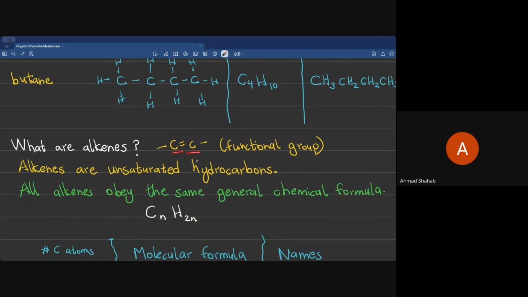Alkenes have a carbon to carbon double bond. Again, this is its functional group. What that is, I'll talk to you about that later. Alkenes are unsaturated hydrocarbons.